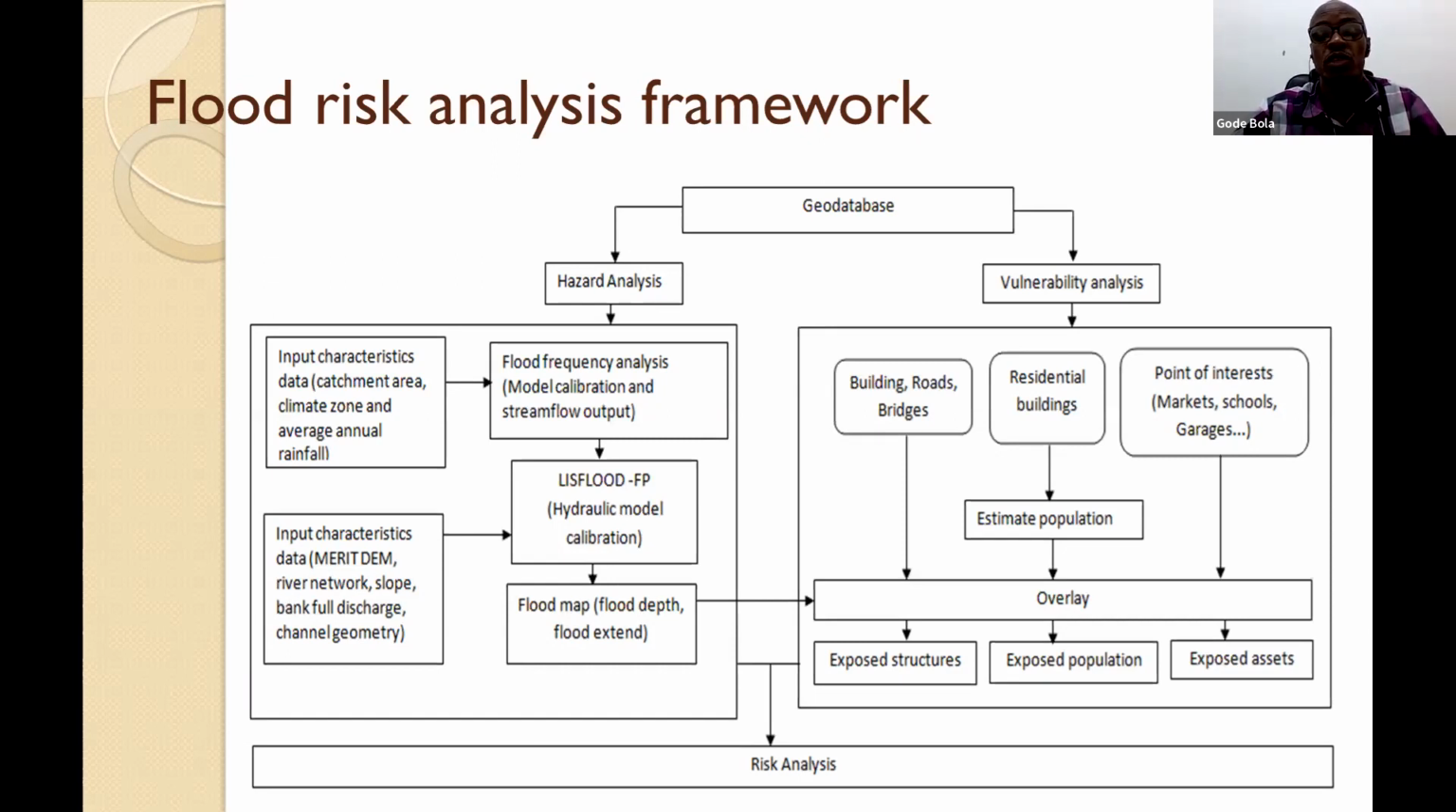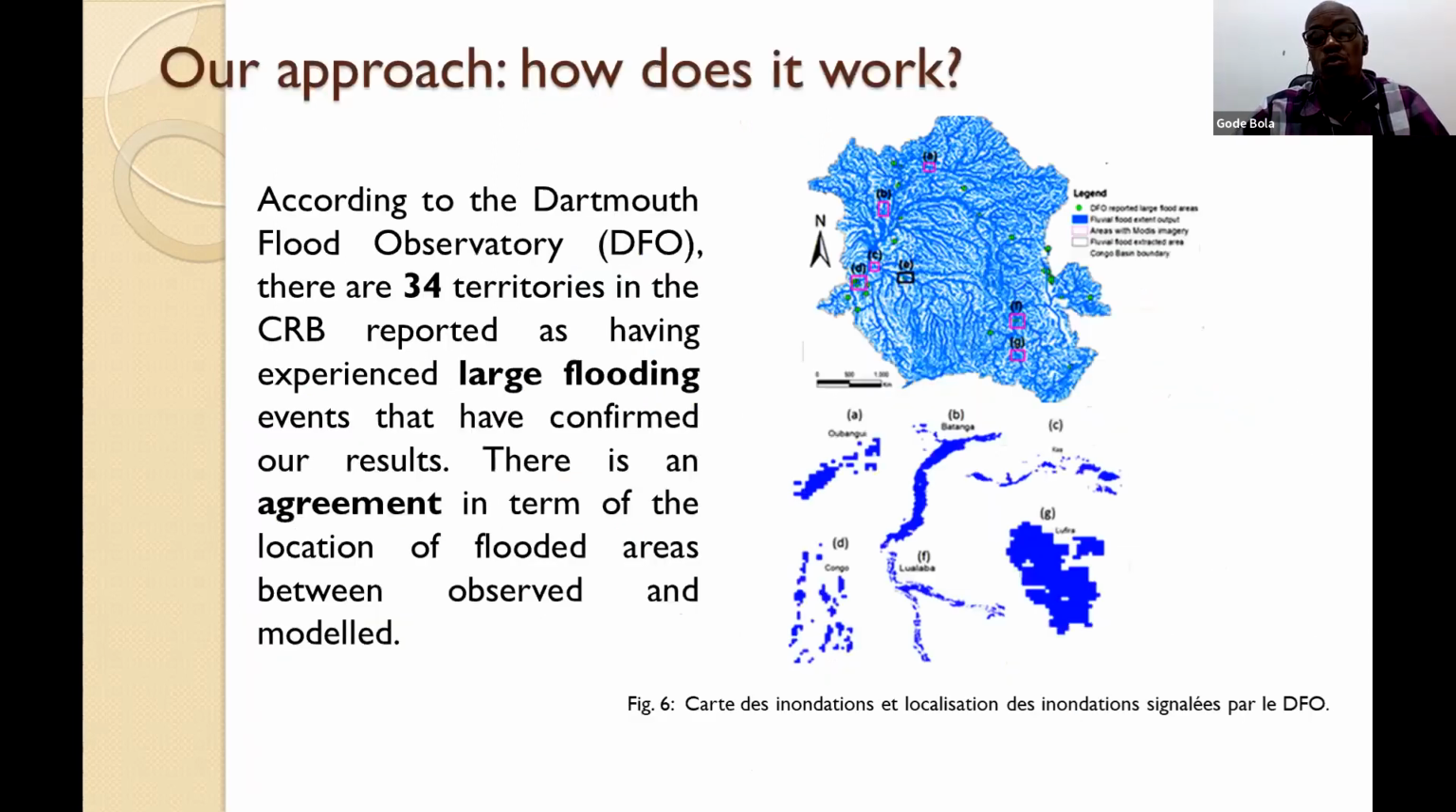Our approach, we found that combining those two open source data was successful regarding the Congo Basin as a region, because there were agreements in terms of the location of flooded area between the observed and the model. The observed was about MODIS, and the DFO observed the data. And what was reported by the DFO was that there were 34 territories within the Congo Basin which were reported as having experienced large flooding. And that was also found within the model.